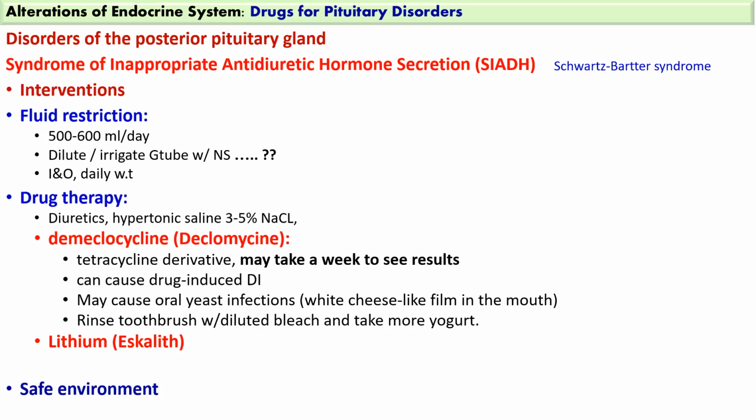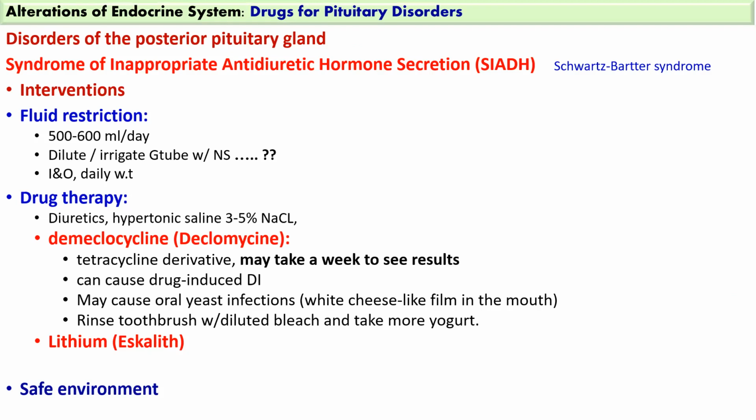Medications: diuretics, to increase diuresis. At the same time, you would also add a hypertonic solution, 3 to 5% normal saline. You want fluid to be voided or removed from the body with the diuretic medications, in addition to adding a hypertonic solution, 3 to 5% sodium chloride.